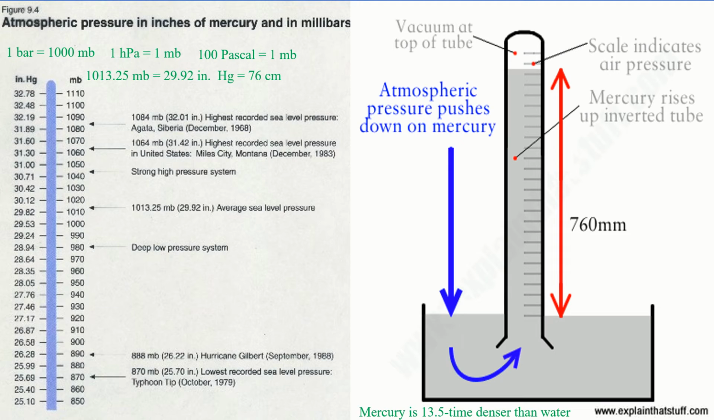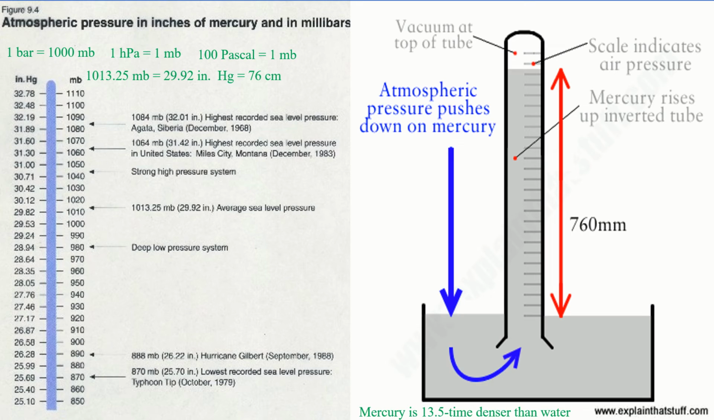If you look at the left side of this slide, you will see atmospheric pressure in inches of mercury and in millibars, and the right side of the picture shows the mercury barometer, where the height of the mercury column is a measure of atmospheric pressure.